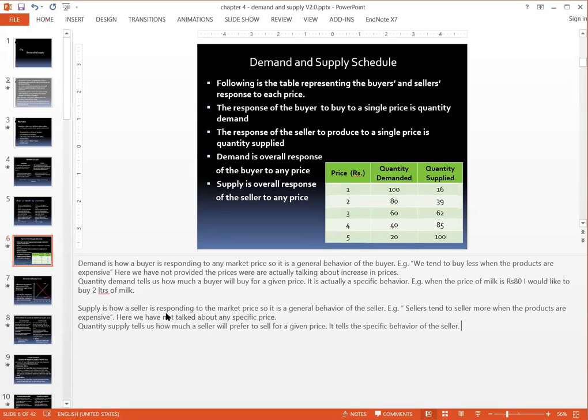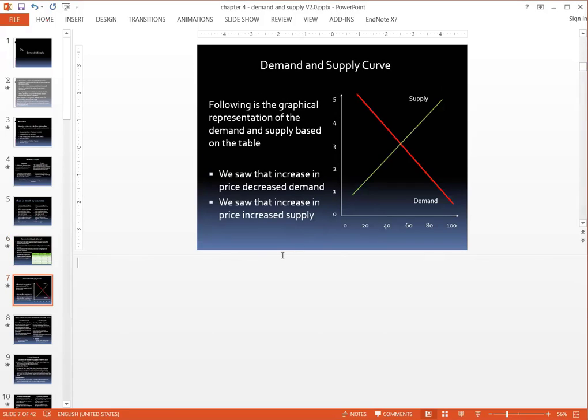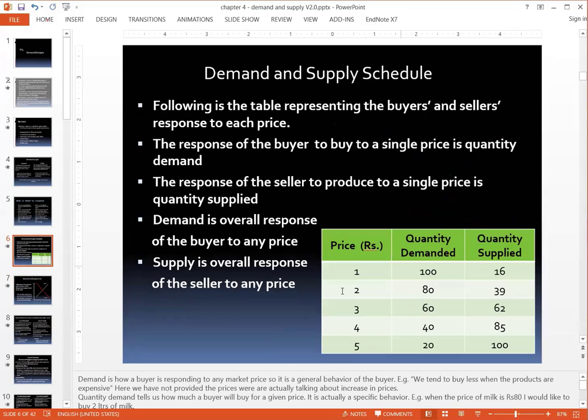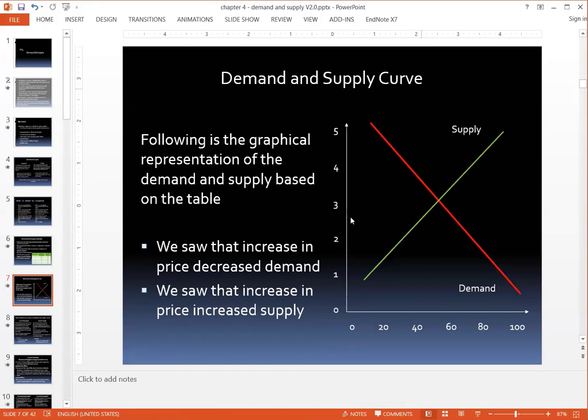Okay, so let's move forward. Here we are now talking about the graph. We have the sheet in the previous data, so we put the prices on the y-axis and quantity demand and quantity supply on the x-axis. So we can plot them in a graph. Here we call it the demand and supply schedule or table, and if we make a graph, we can call it the demand and supply curve. Following is a graphical representation of demand and supply based upon the table in the previous slide.